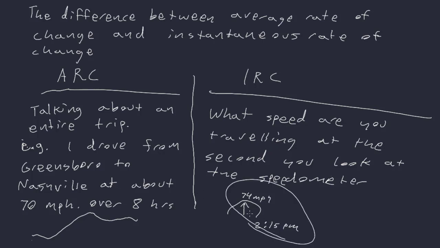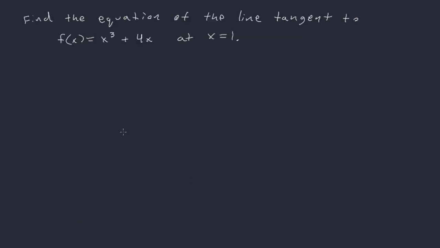And that can be exact. That tells you exactly what's happening at that exact second. All right, so for a final example here, quickly, let's find the equation of the line tangent to f of x equals x cubed plus 4x at x equals 1.